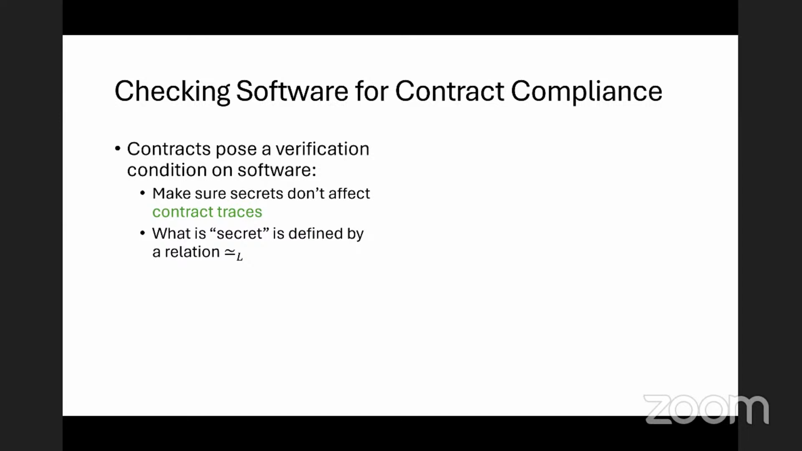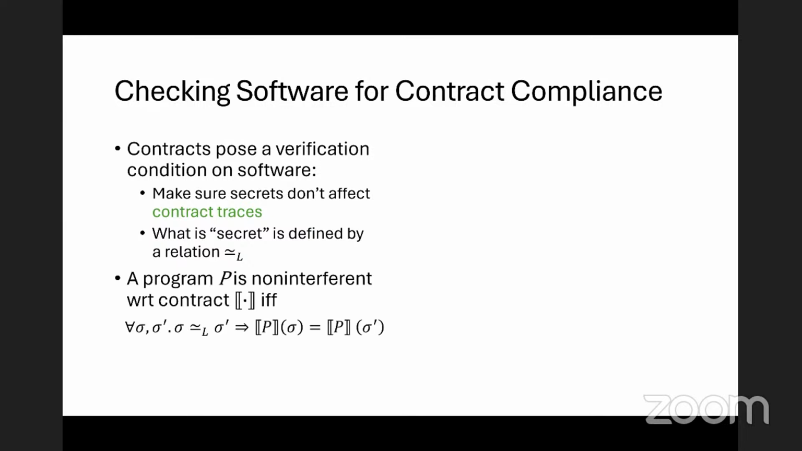So one slide on software. With those contracts, you get a verification condition on software for free. And that's essentially the generalization of this constant-time stuff: make sure your secrets don't affect your contract traces. What is secret is defined by some relation on states. The formal condition is that a program is non-interferent with respect to a contract if, whenever you run it from initial states that differ only in a secret, their contract traces are identical. That's the formal counterpart to constant-time programming.